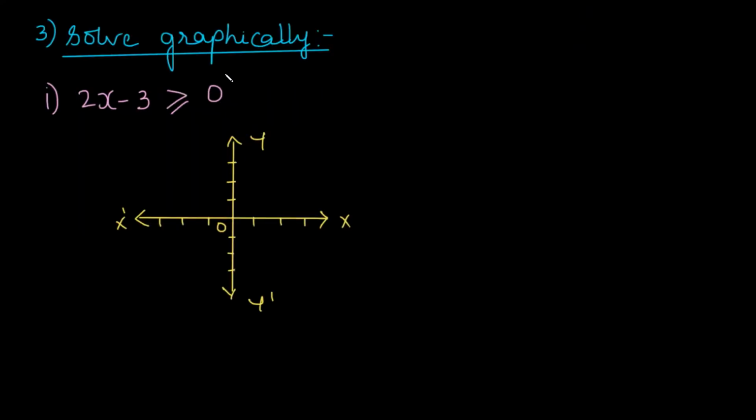In the third question, which is also solved graphically, the first question given here is 2x minus 3 greater than or equal to 0. Now, in this case, consider the equation, that is 2x minus 3 is equal to 0. Therefore, solving it further, we get x is equal to 3 upon 2. That means x is equal to 1.5. Now, this x is equal to 3 upon 2 on the coordinate system represents a line which is parallel to the y-axis.